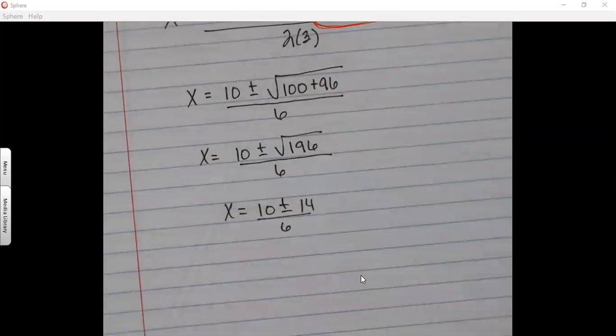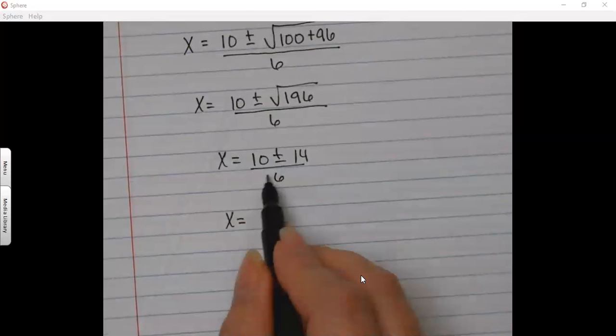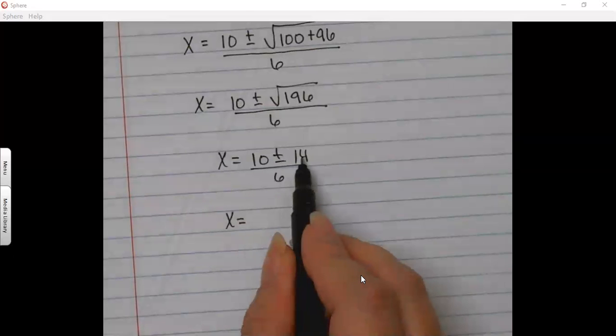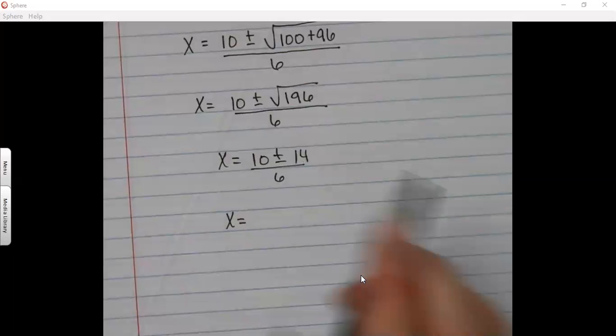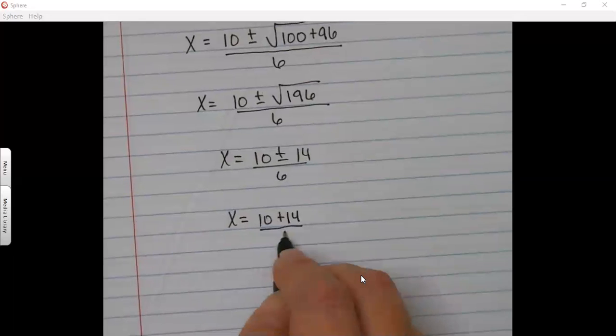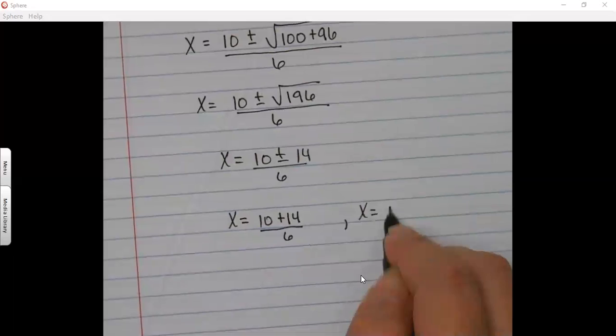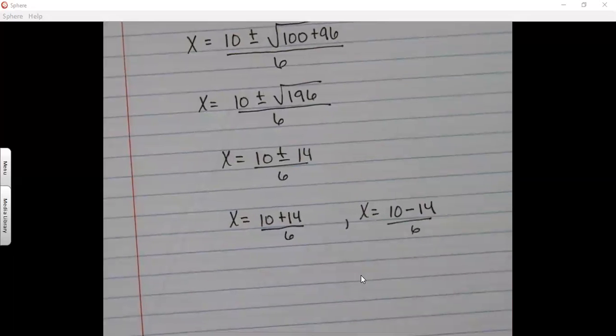Are you going to see this answer on your test? No, this can be simplified. First of all, this is 2 answers. One of them takes the positive 14 into account. The other one takes the negative 14 into account. So I'm going to go ahead and write 2 separate equations. One will be 10 plus 14 quantity divided by 6. Not just the 14 is being divided by 6, the whole thing is. And the other one will be 10 minus 14 quantity divided by 6. Are you going to see this as your answer? No, because it can be simplified further.